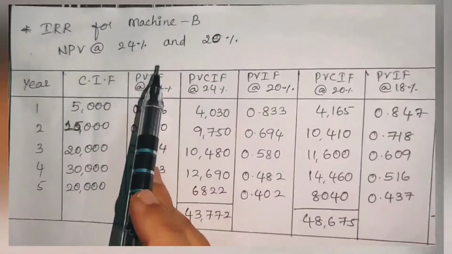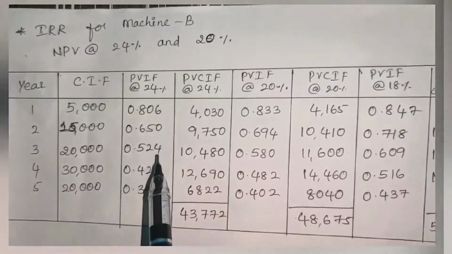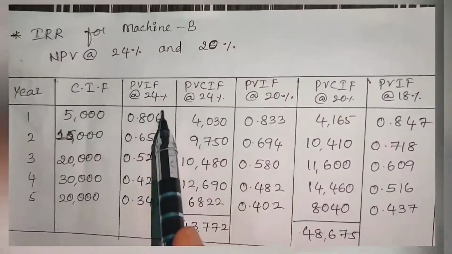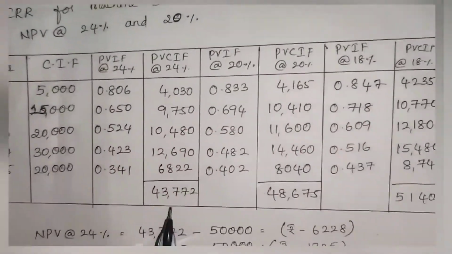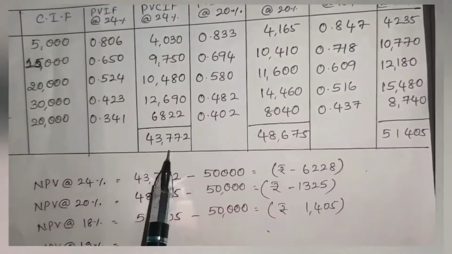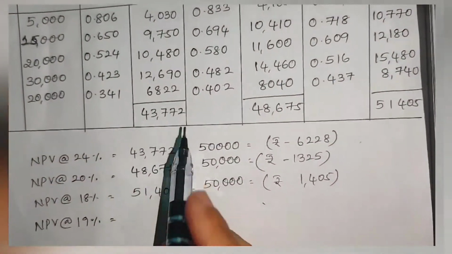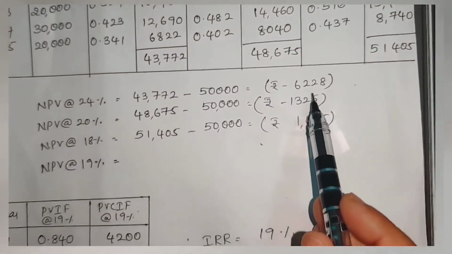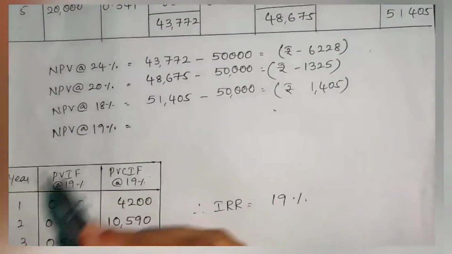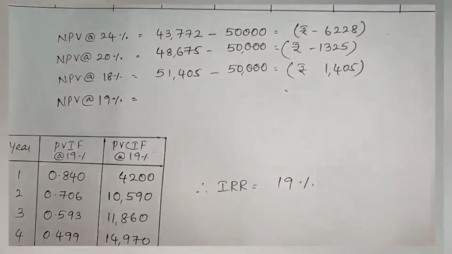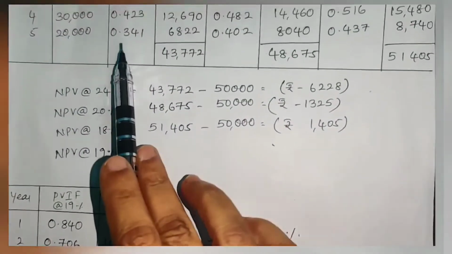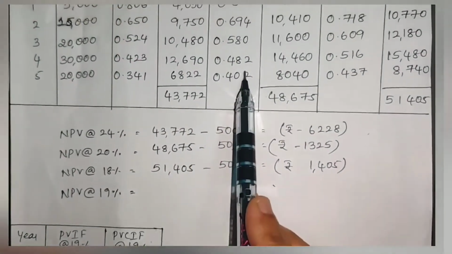So for machine B, I have started from 24%. At the rate of 24, PVIF at the rate of 24%, these are the table values. And here you see, I got present value of cash inflows of 43,772. So NPV at 24%, I got minus 6,223, which is a huge difference from 0. So that's the reason ultimately I have shifted from 24% to 20%.